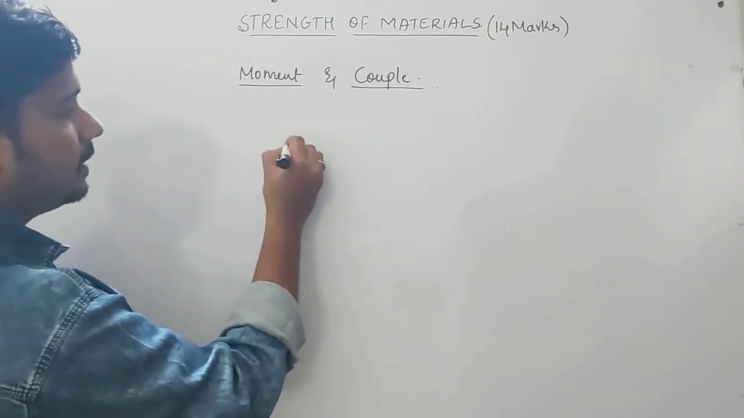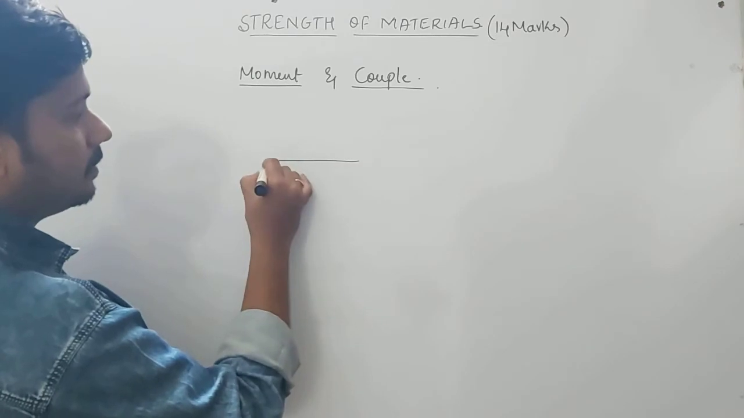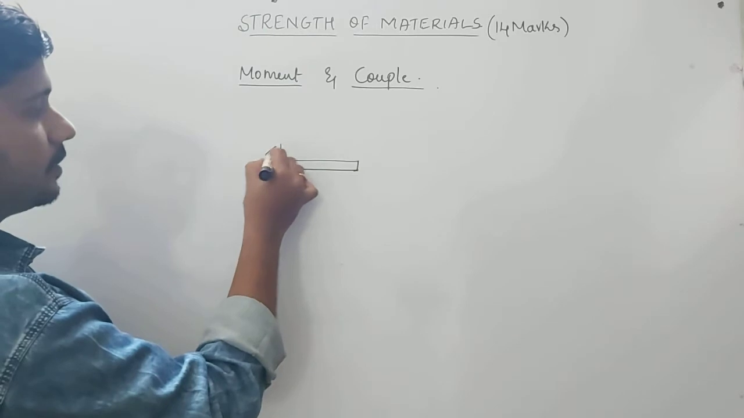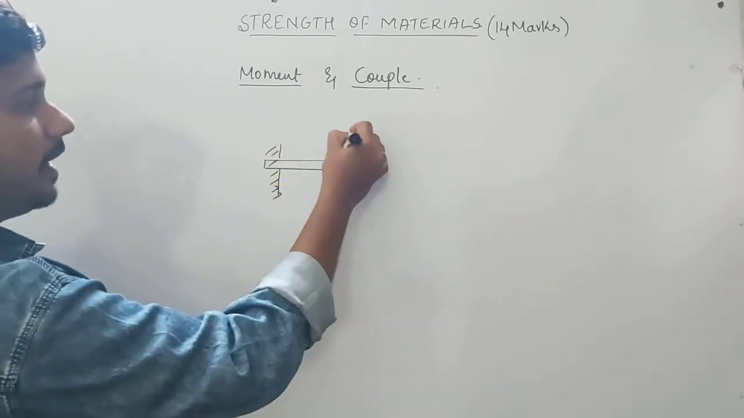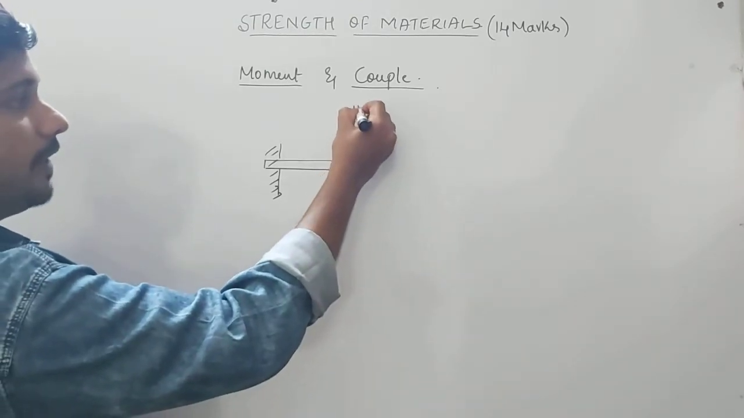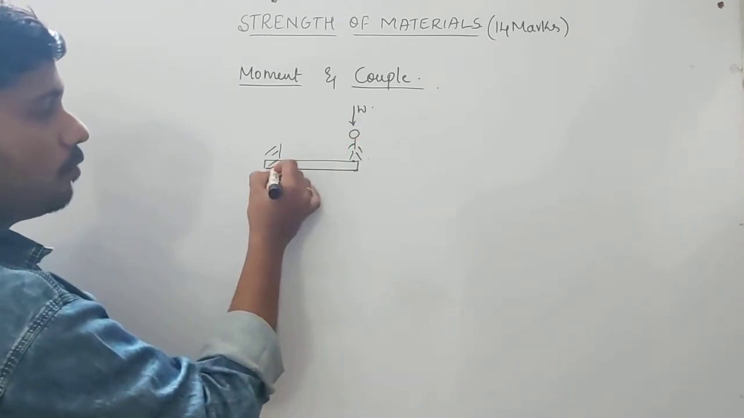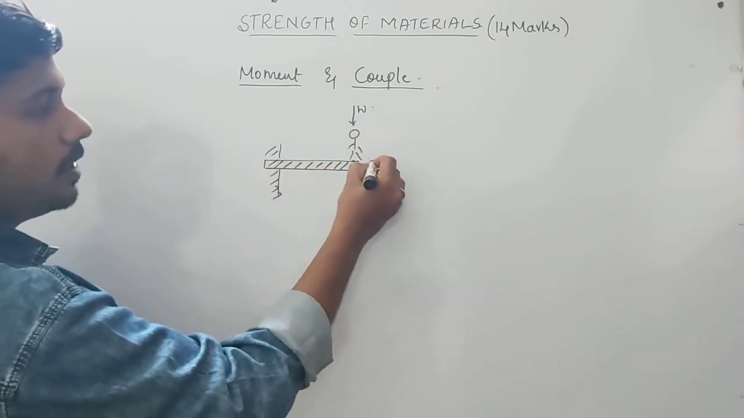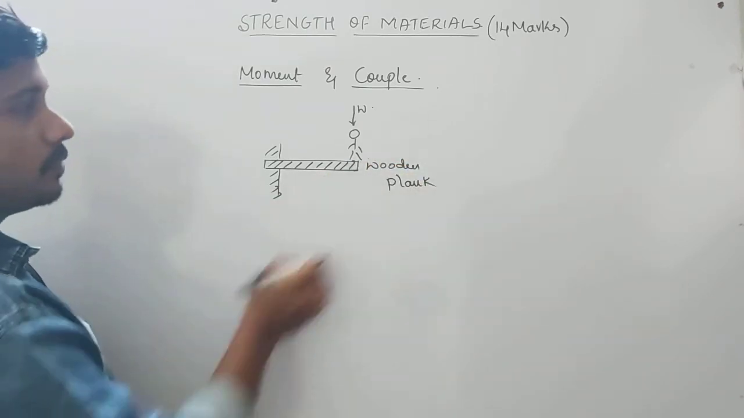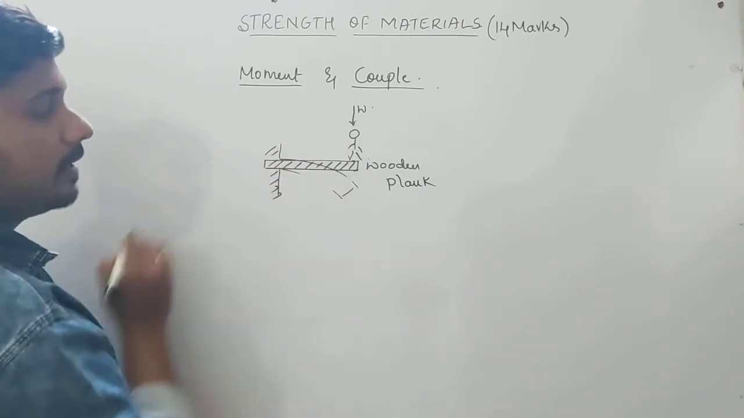See, for example, there is a body which is fixed here. And if I stand on this wooden plank, the total weight of the body is applied on it. So when the weight acts on this wooden plank, the plank tries to bend like this.